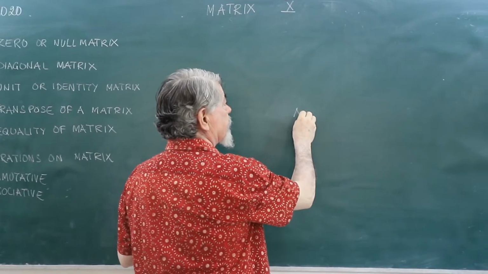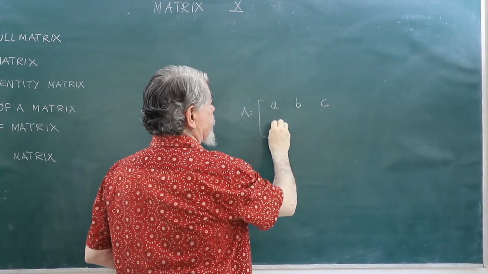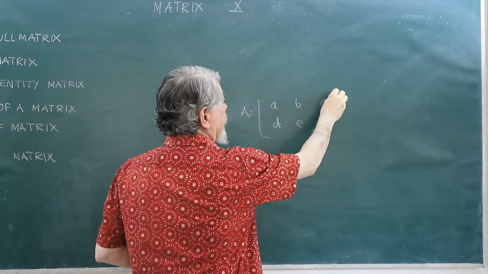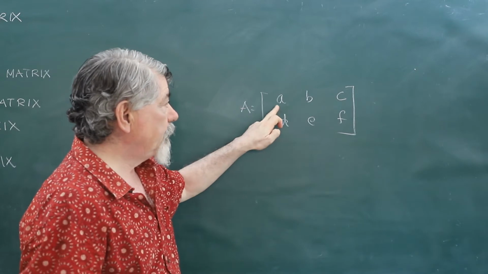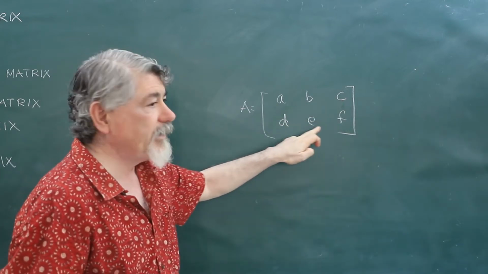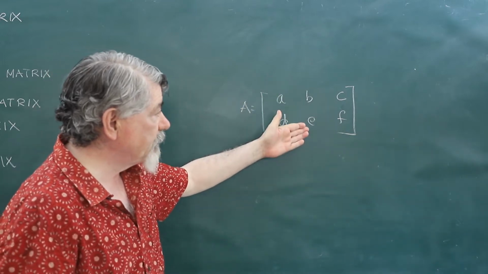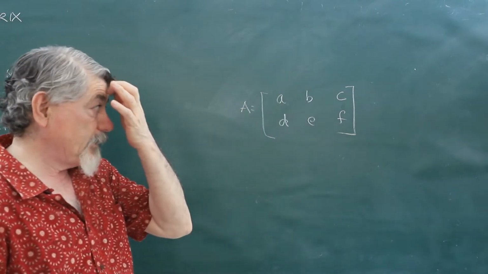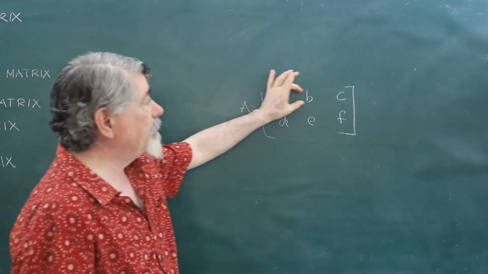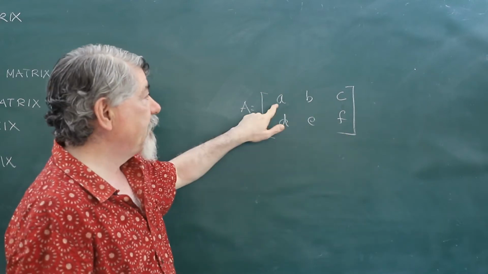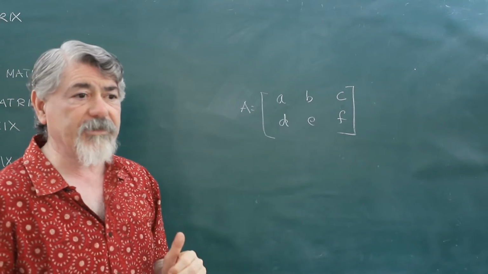Like we had discussed that A, B, C, D, E, F is a matrix. ABC is the first row, DEF is the second row, AD is the first column, BE is the second column, CF is the third column. And the other important thing, these are called elements or members of the matrix. A, B, C, D, E, F are called members or elements of the matrix.